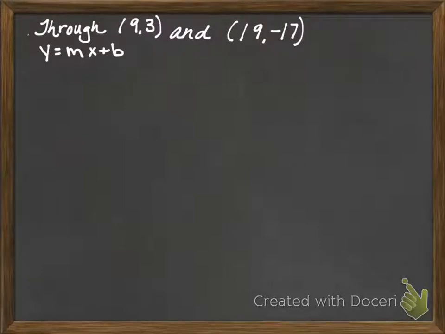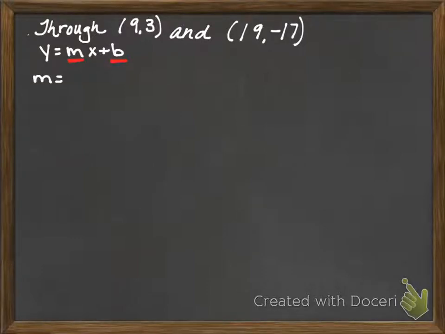So for this problem, not only are we going to need to find our m, but we're also going to need to find our b. So the first thing that we're going to start with is finding our m, which is what we just did. So we're going to use the two coordinates in order to find our slope. So we're going to have m equals, and we're going to use that slope formula that we just practiced.